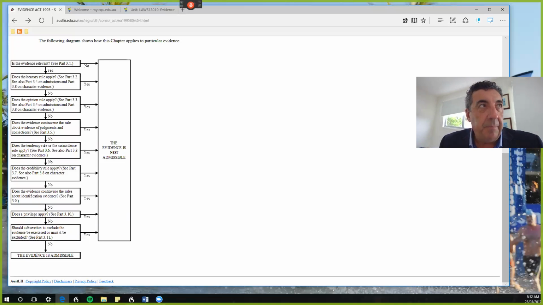But do remember to apply the state law rather than the Commonwealth law in this case, of Xavier Kelly. I mention the Commonwealth law because it's got this handy flowchart. I'm just going to stop the share now for a second.